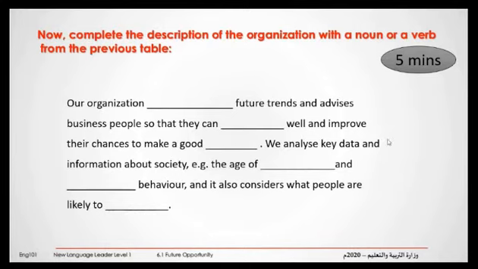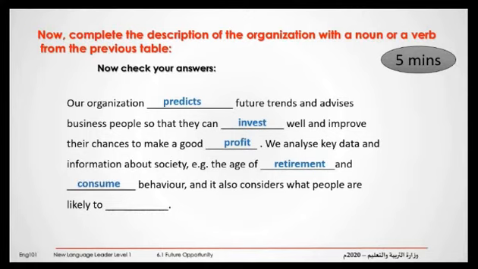Okay, dear students, now let's see the answers. Our organization predicts future trends and advises business people so that they can invest well and improve their chances to make a good profit. We analyze key data and information about society, for example, the age of retirement and consumer behavior, and it also considers what people are likely to need.